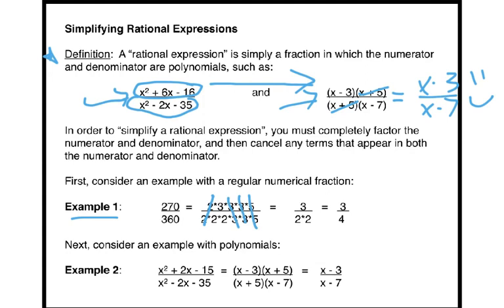Next, consider an example of polynomials. My numerator, x squared plus 2x minus 15, can be factored as x minus 3 times x minus 5. My denominator, x squared minus 2x minus 35, can be factored as x plus 5 times x minus 7. You see the x plus 5 is in both the numerator and denominator, so you can cancel them, leaving behind the x minus 3 over x minus 7.